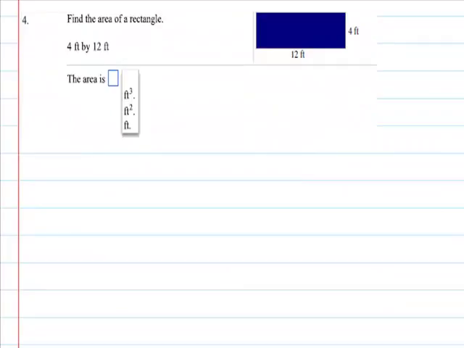Find the area of the rectangle. All right, area of a rectangle. I always write down my formula. No matter what the formula is, I always start out by writing it down first. My second step is to fill in the values. I'm going to let 12 feet be my length, and I'm going to let 4 feet be my width, but you could have them reversed.